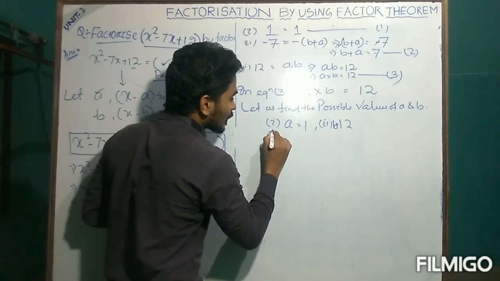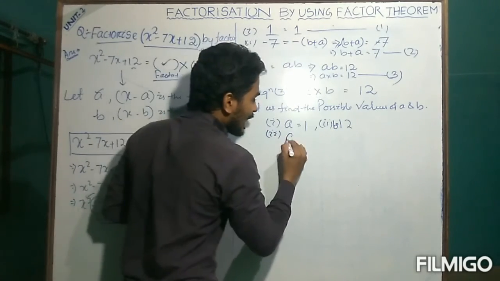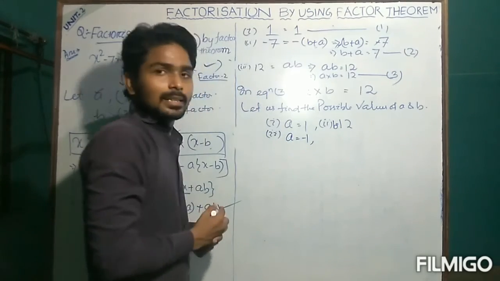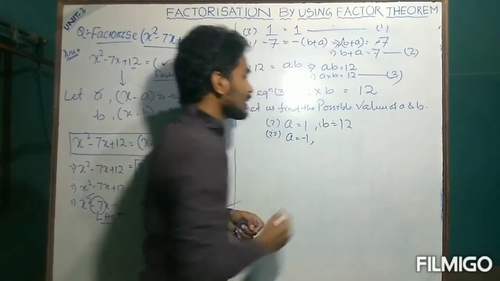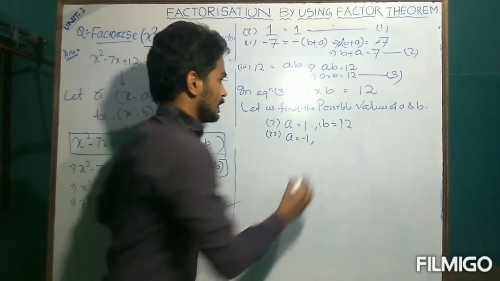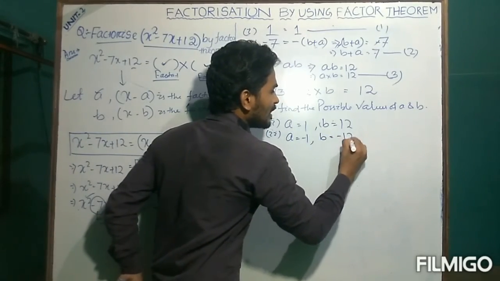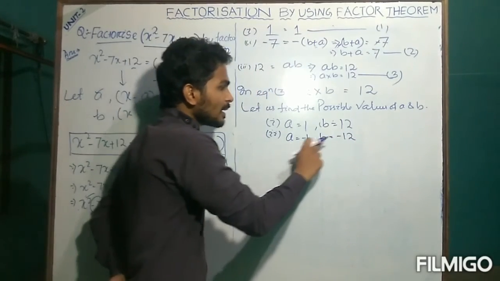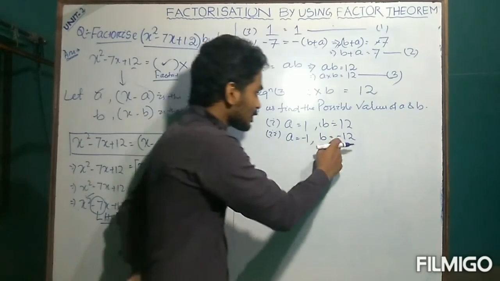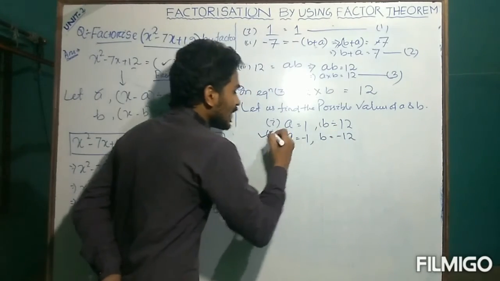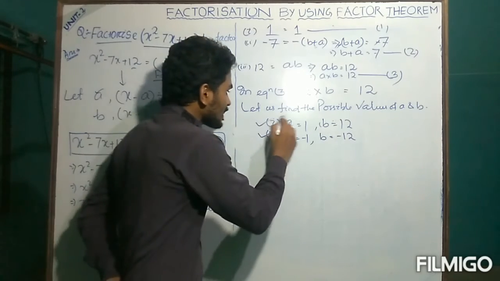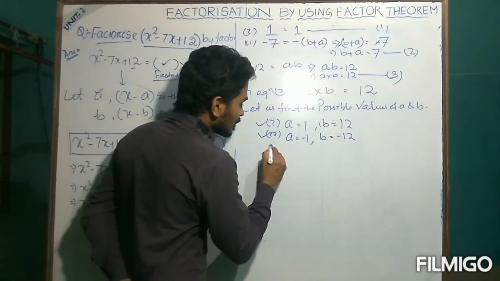Similarly, we can take A is equal to minus 1. Then what should be the value of B so that the answer will be 12? Then we can take B to be minus 12, because minus 1 into minus 12, minus minus plus, 1 and 12 is 12. This may be the second assumption. It is the first assumption. Now comes the third assumption.